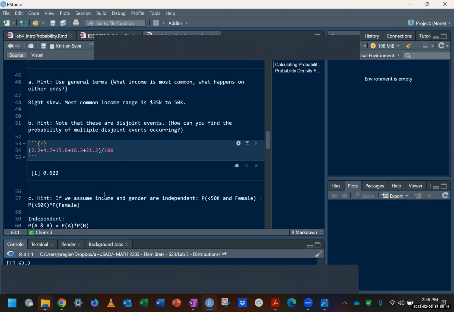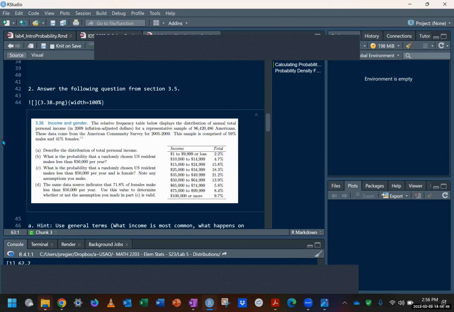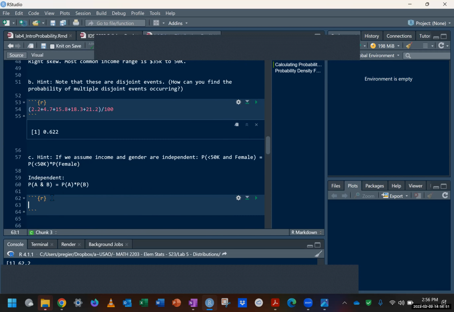So probability of being female was 41%, 0.41. Probability of making less than 50,000 is this here. So we're going to multiply those. And this only works if they're independent. Sometimes we assume it's independent, and it works.